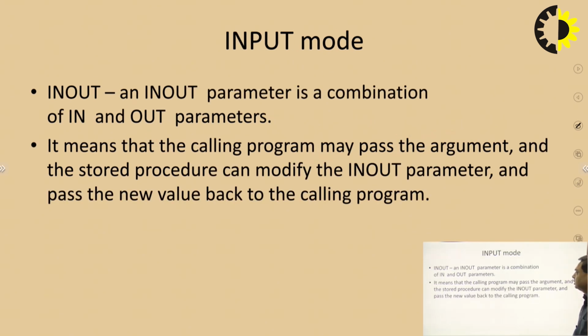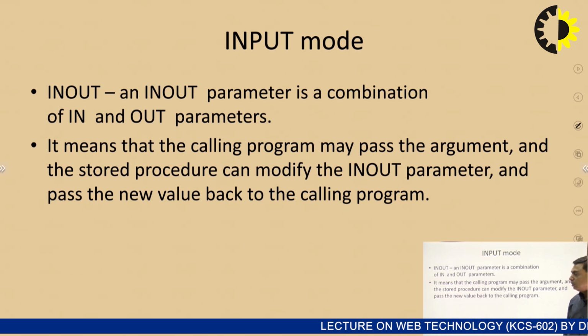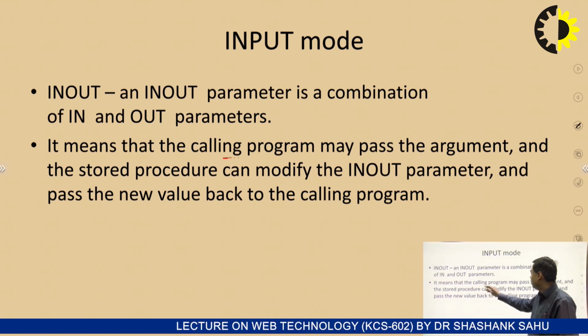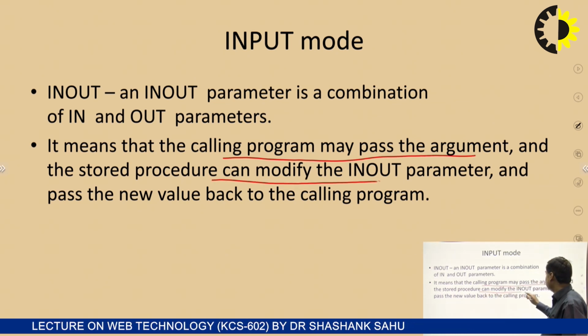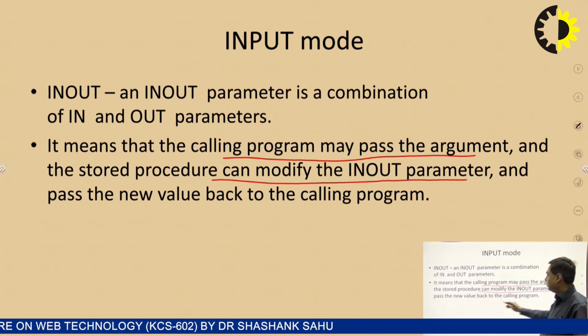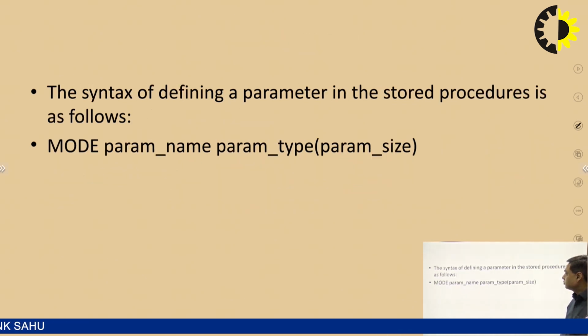Now a mixture of both modes is the in out parameter, which is a combination of in and out, meaning we need to pass the argument to the procedure. If a modification is done to the variable, that modification is visible to the calling program. So the calling program may pass the argument, and the stored procedure can modify the in out parameter and pass the new value back to the calling program. So the updated value will be available in the calling program. So we have in mode, out mode and in out mode.